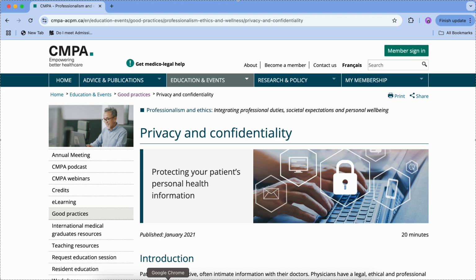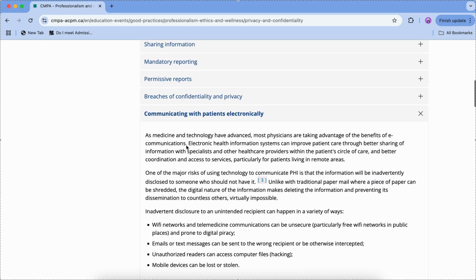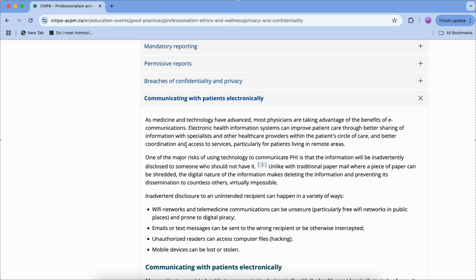So without wasting any time, I will continue with privacy and confidentiality, and hopefully this will be the fourth and last part of this topic, and then I will jump to start the good practice topics from a different one. So let's see where we were. I have read the introduction, I have shared the information, mandatory reporting, permissive reports, breach of confidentiality and privacy. Now we have to cover communicating with patients electronically, communicating with colleagues electronically, and using social media. So let's get started with the first subheading, which is communicating with patients electronically.